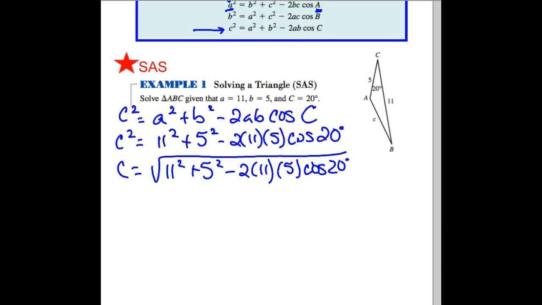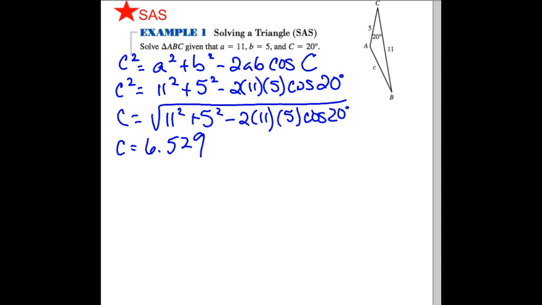6.529. Okay. All right, so we found the missing side, and now we're going to work to figure out the missing angles. Okay? As soon as we know two angles, we can find the third one easily just by subtracting from 180. But we are going to use law of cosines here to find the second angle. All right, so I'm going to find angle A, which is my biggest one. Okay, opposite the biggest side.